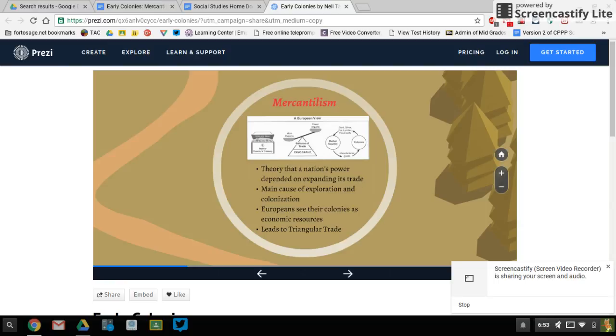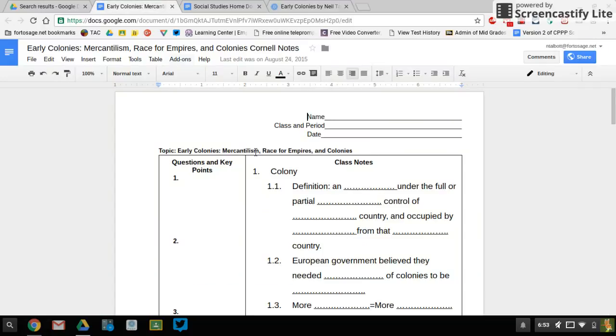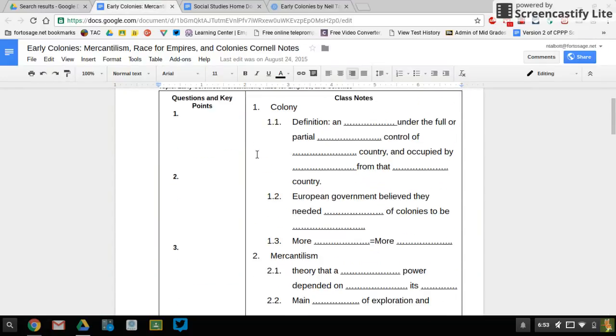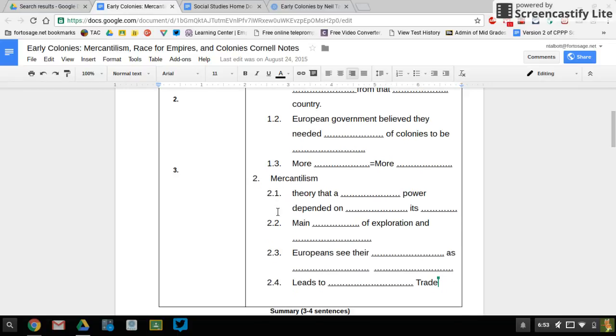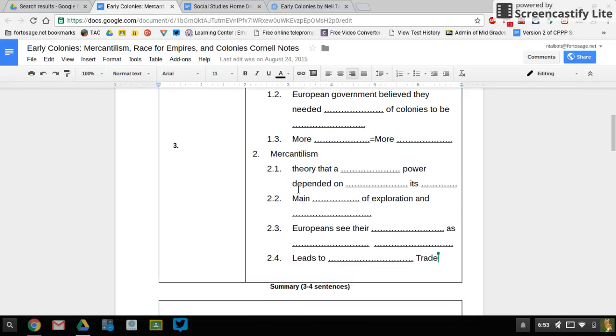Mr. Talbot here. We're going to be finishing up our page of notes for today by looking at this idea of mercantilism, okay? So we're using the same notes we used earlier where we did the colonies, okay? And we're going to be finishing up today by looking at mercantilism. So we're going to be starting here on number two, all right?